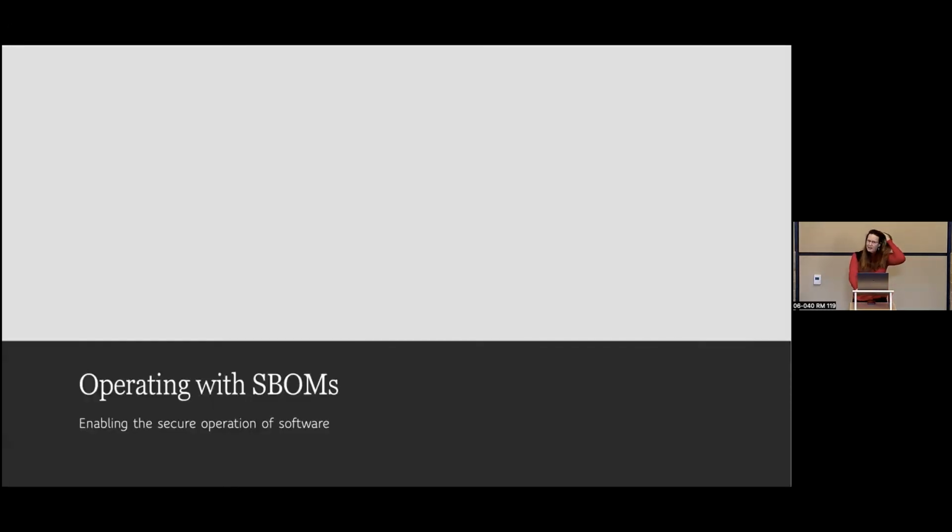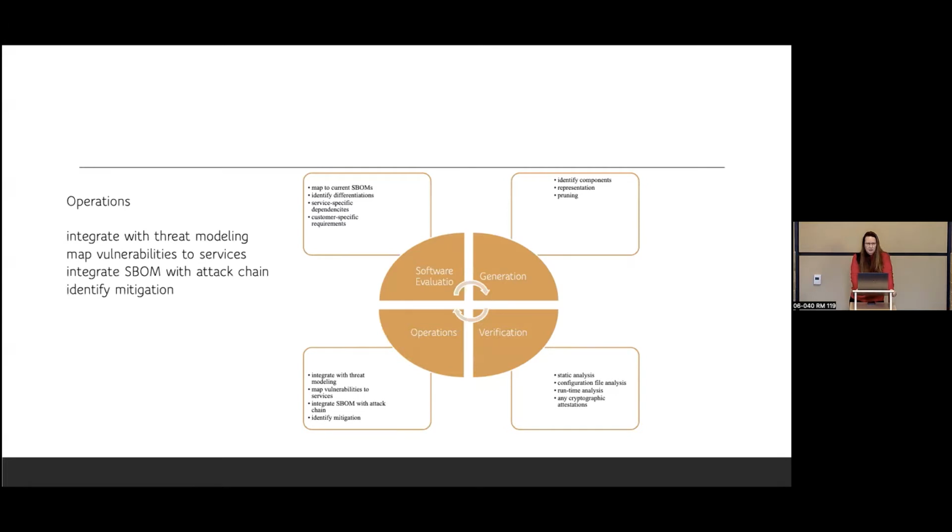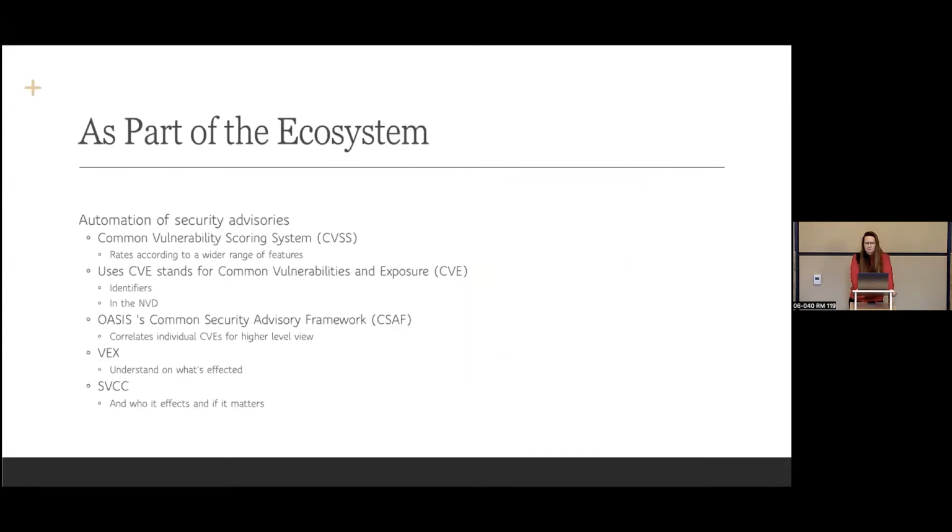So once we have SBOMs, how do you operate with SBOMs? Okay, hold on to your desk. This is the TLA part. So you want to integrate it with threat model. You want to map vulnerabilities to services. You want to enable mitigation. That makes it part of a larger ecosystem. So when you go forth and want to study SBOMs, you're going to see a lot of acronyms. But if you think about them as building blocks, it's much easier.